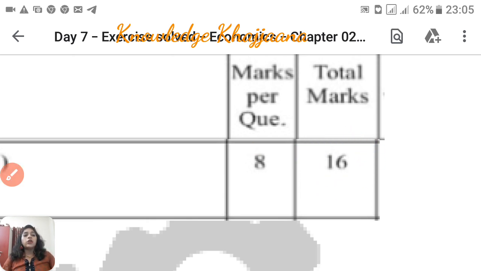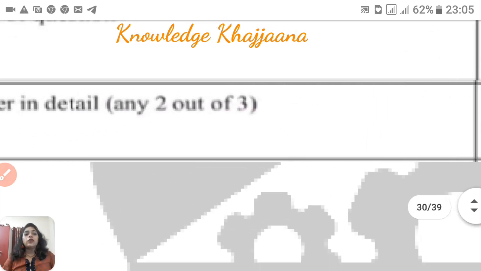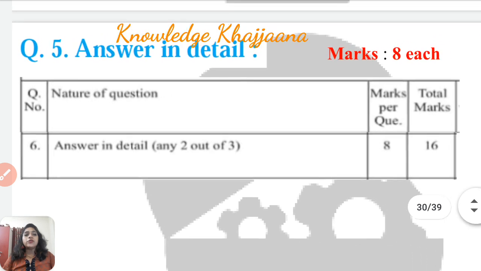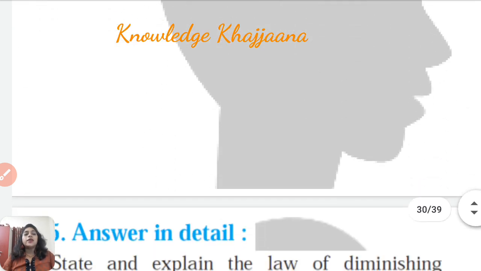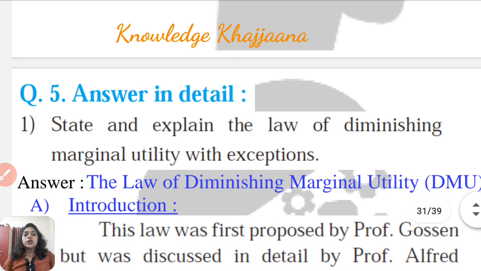So this is the most important question. You have to answer it properly, and you have to do its preparation in a nice way. Now let's see what is the question asked here in this lesson. It is: answer in detail. State and explain the law of diminishing marginal utility with exceptions.